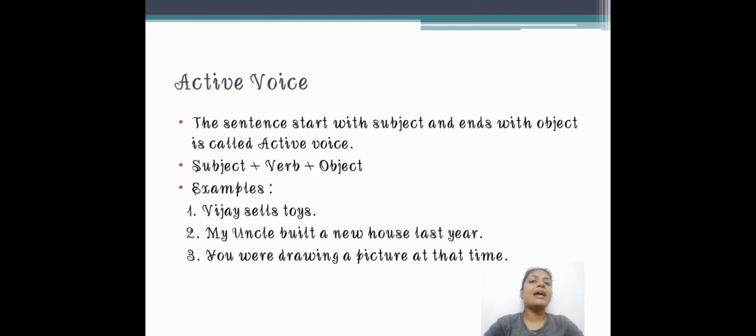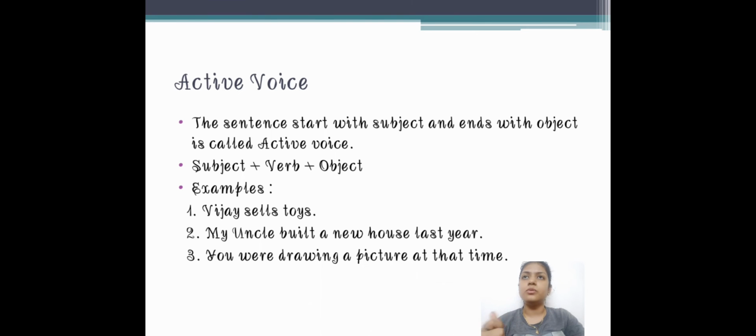Now comes the active voice. As we said earlier, the subject and object decide whether the sentence is active or passive. In active voice, the sentence pattern or the structure is subject plus verb plus object. Karta plus kriyapad plus karma. This is the structure, and if the sentence is of this structure, then we can say it is of the active voice. For example, Vijay sells toys.